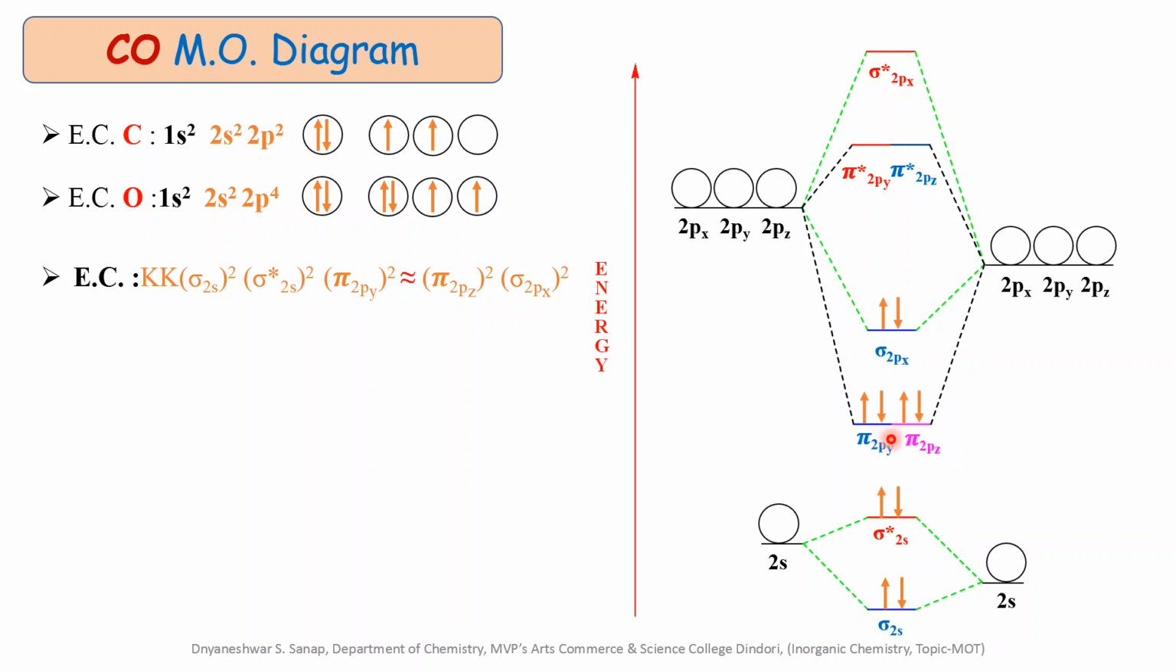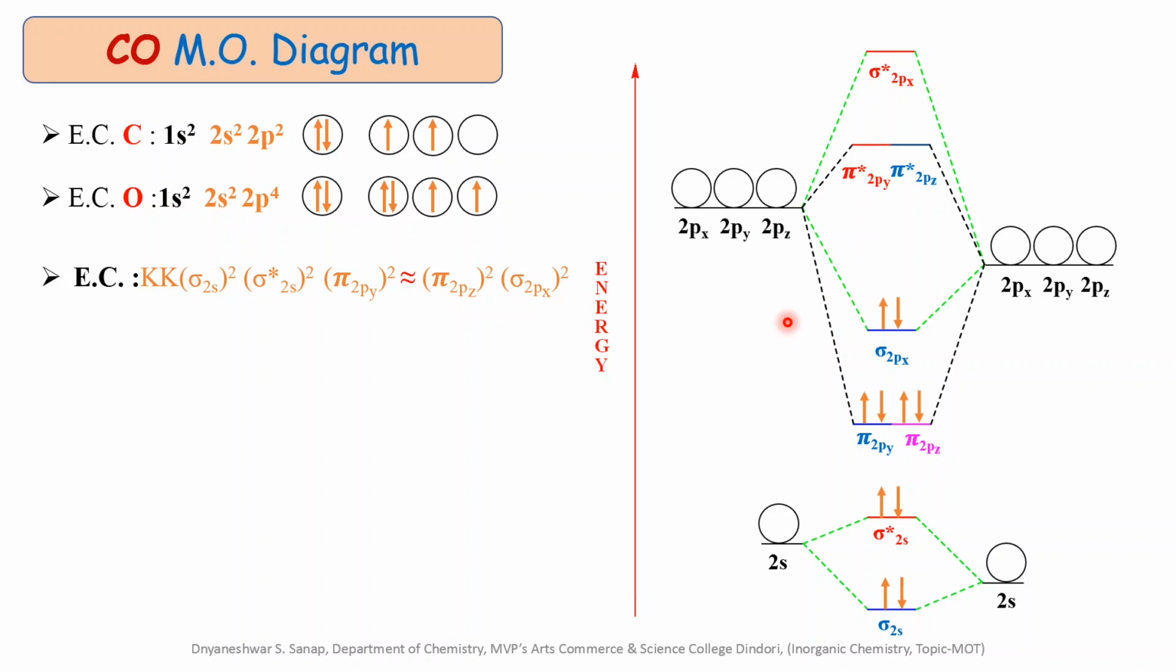These two molecular orbitals are at a degenerate energy level. That's why we write the equal symbol here. After that, sigma 2px is 2. There is no electron in pi star 2py, pi star 2pz and sigma star 2px orbitals. That's why we did not mention these antibonding molecular orbitals here.